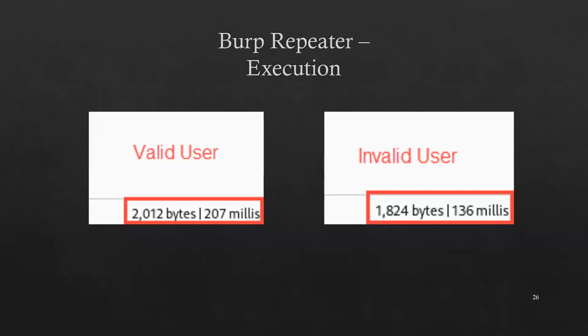A valid user in this case, while both gave a 200 response code back, a valid user would reply with a response body of 2012 bytes or thereabout. It varied a little bit, but not significantly. And it gave a response time of 207 milliseconds. An invalid user account, one that does not exist in the system, gave about 200 bytes less of a response size, and it responded about 65 or 70 milliseconds faster.